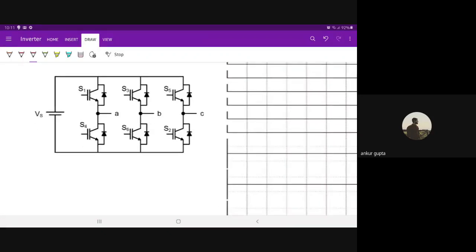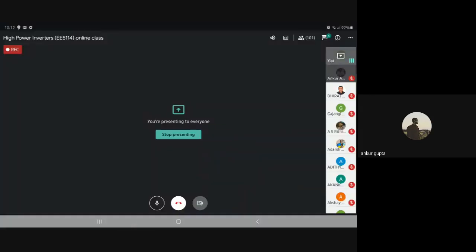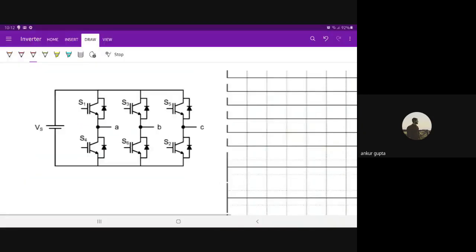In the previous class we discussed the single-phase half-bridge and full-bridge inverters. Now we'll move to three-phase. We also discussed the different terminologies related to the three-phase inverter. This is the phase voltage. This is the DC bus positive terminal and this is the DC bus negative terminal. You have the A phase, B phase and C phase.